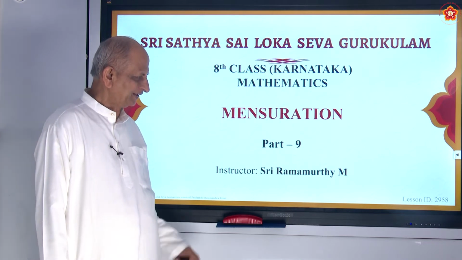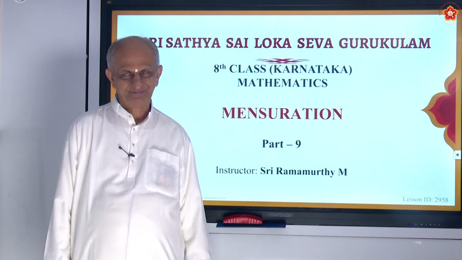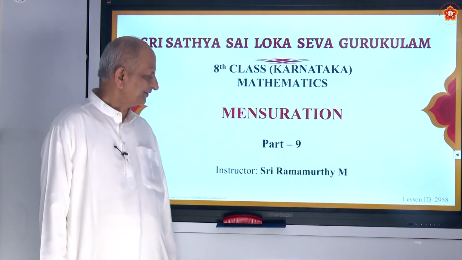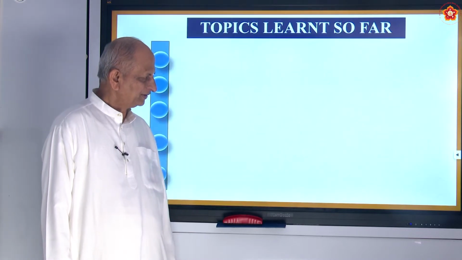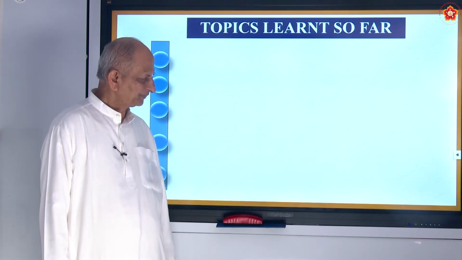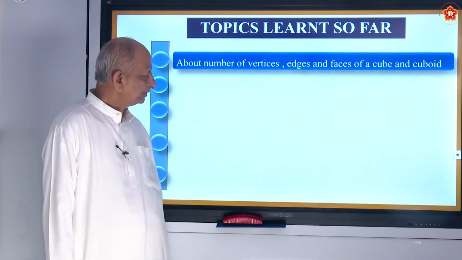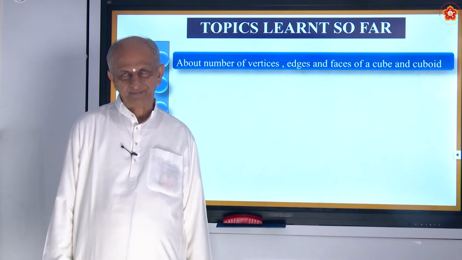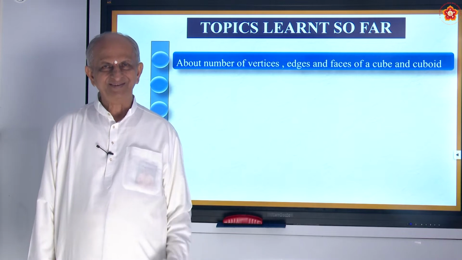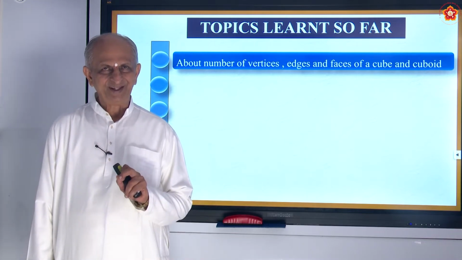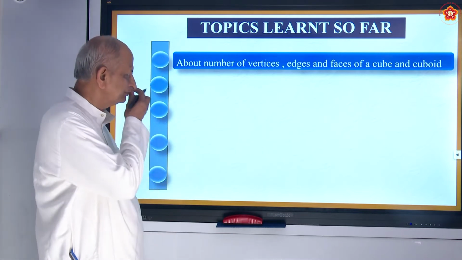We are coming to almost the end of this mensuration chapter. Mensuration is a very important topic, and in that we have studied about cube and cuboid. They are nothing but solids. What are solids? Solids are three-dimensional figures which have length, breadth and height.